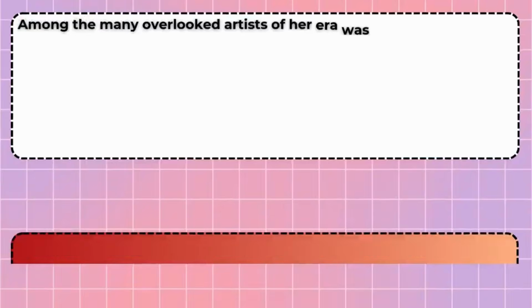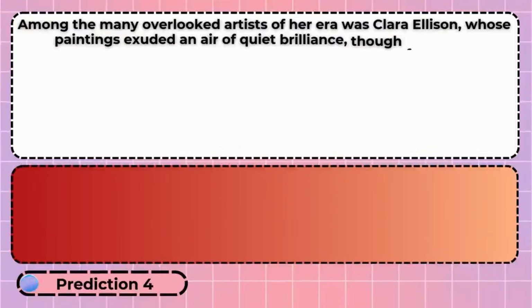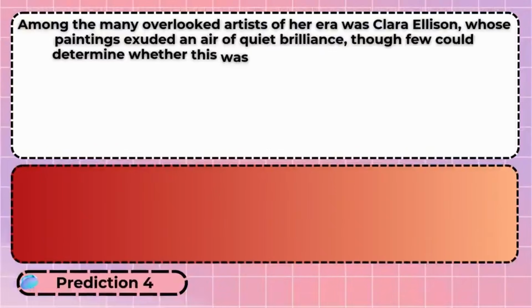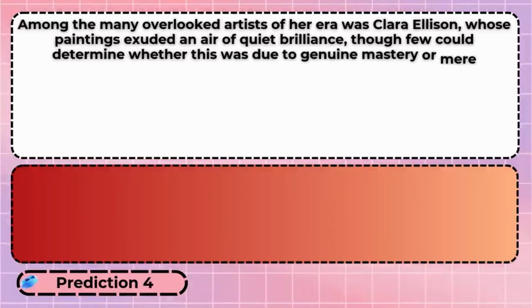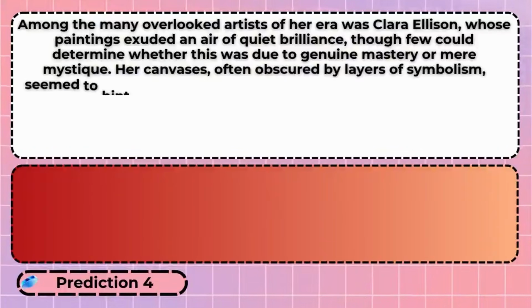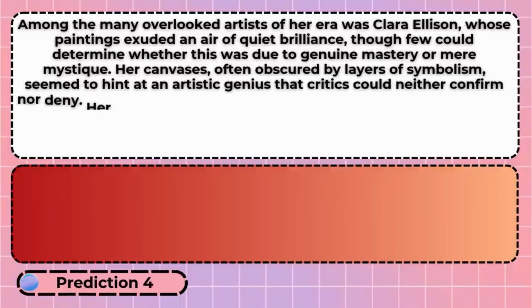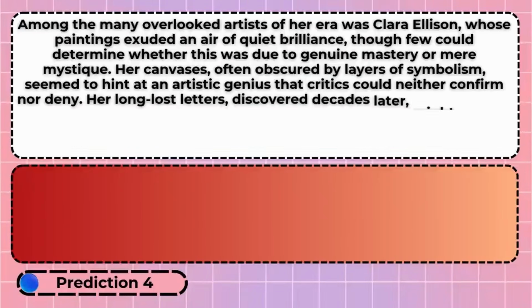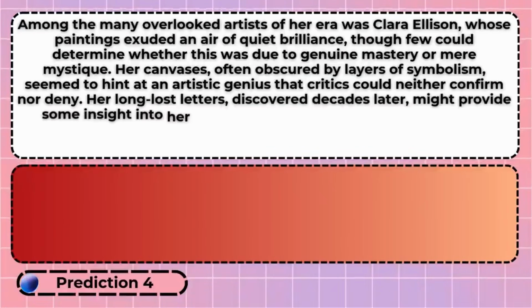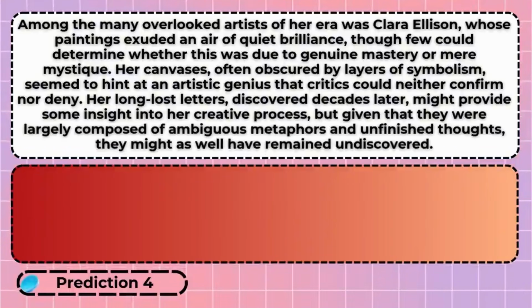So let's read the passage. Among the many overlooked artists of her era was Clara Ellison, whose painting exuded an air of quiet brilliance, though few could determine whether this was due to genuine mastery or mere mystique. Her canvases, often obscured by layers of symbolism, seem to hint at an artistic genius that critics could neither confirm nor deny. Her long-lost letters, discovered decades later, might provide some insight into her creative process, but given that they were largely composed of ambiguous metaphors and unfinished thoughts, they might as well have remained undiscovered.